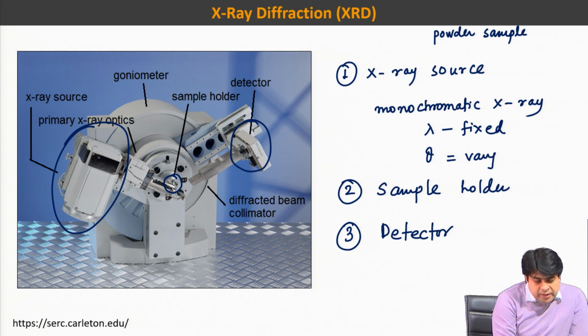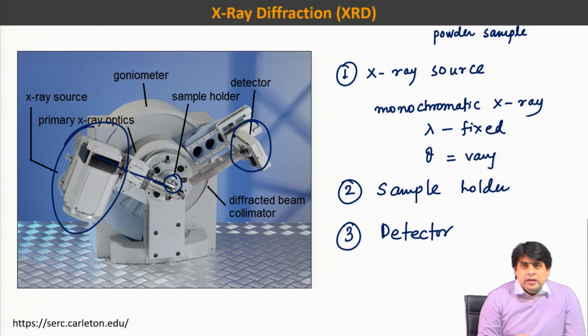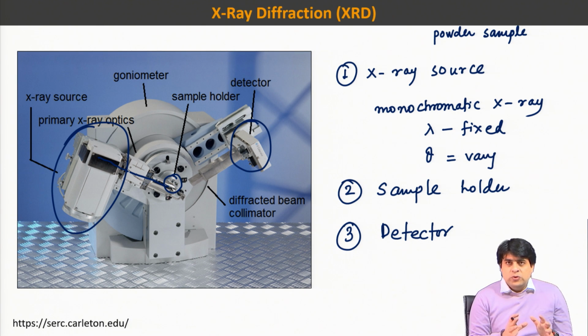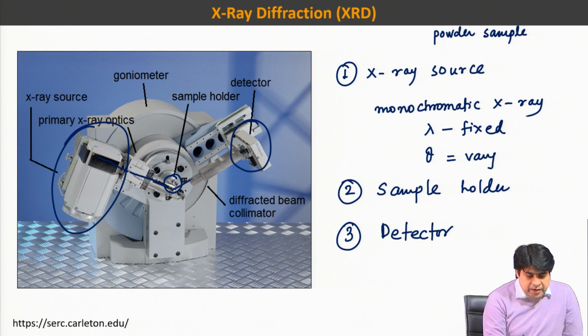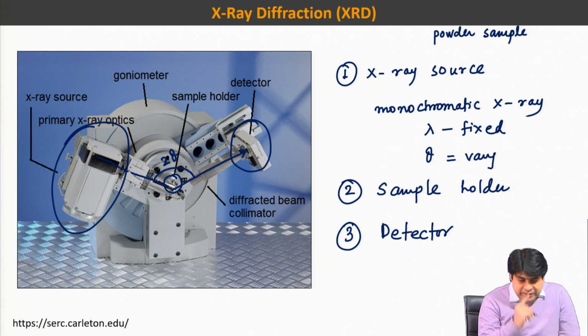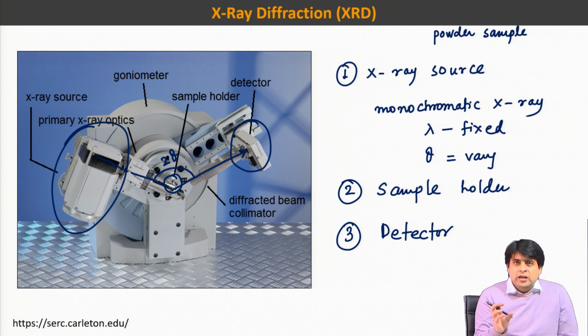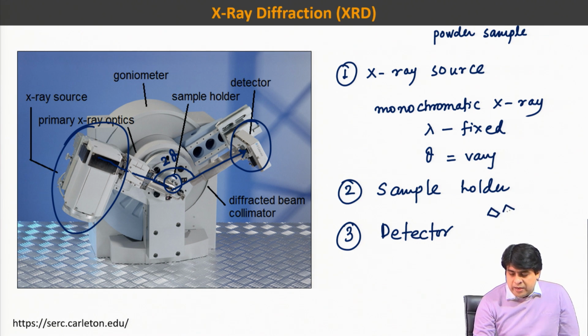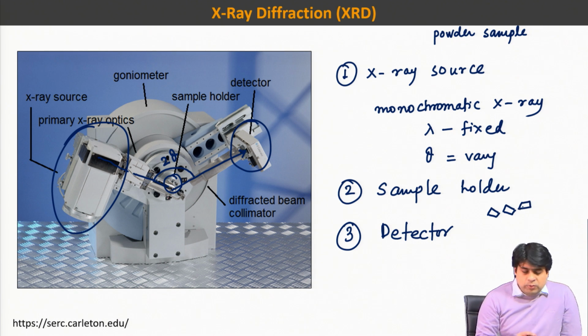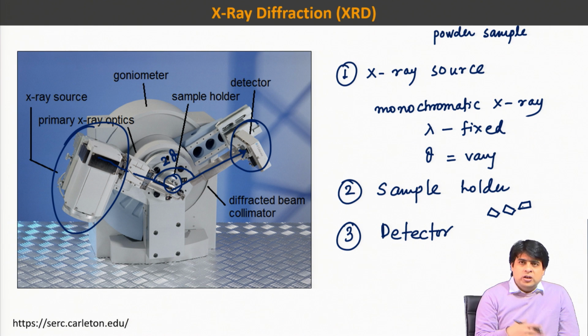So, your incident X-ray is coming and striking the powder sample, and when there is constructive interference, you will get a reflection, and that will be detected by the detector. During the analysis we change this 2 theta, and at different 2 theta values, because there are different planes present in your crystal, because this is a powder sample, your different planes will be randomly oriented, and at a particular theta value there will be constructive interference.